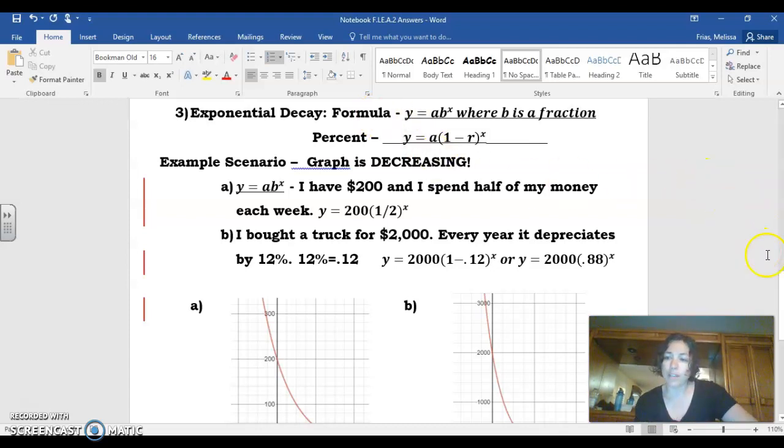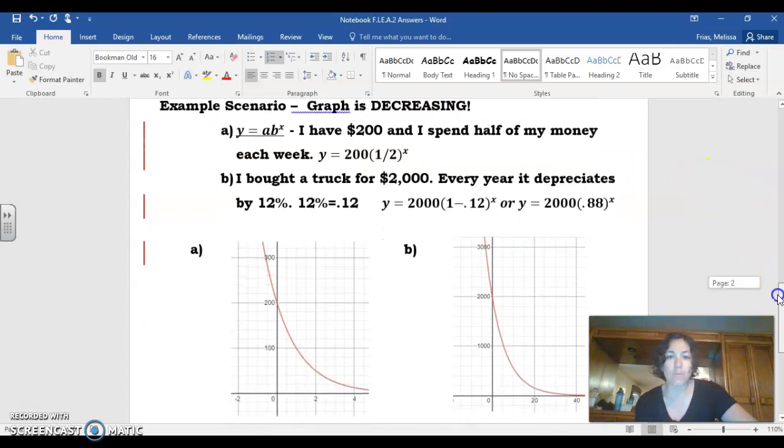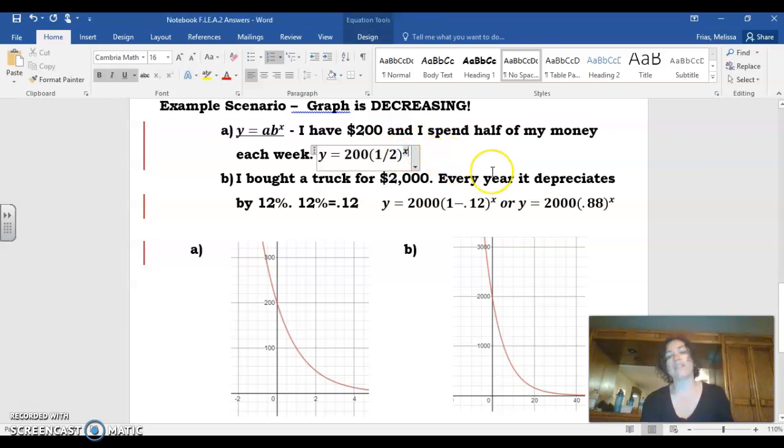What that would look like set up is that would be the 200 here, and then you would put the half in there. Anytime it's a fraction or a decimal, it's going to be decreasing. Big thing to remember. And then the same thing, the x is the time. So how many days, or in this case, how many weeks did I actually spend my money that way? If it was only for 3 weeks, then I can figure that out. I plug in a 3 and it'll tell me exactly how much money I now have left.